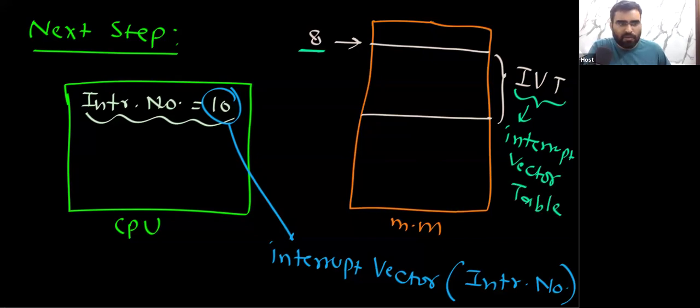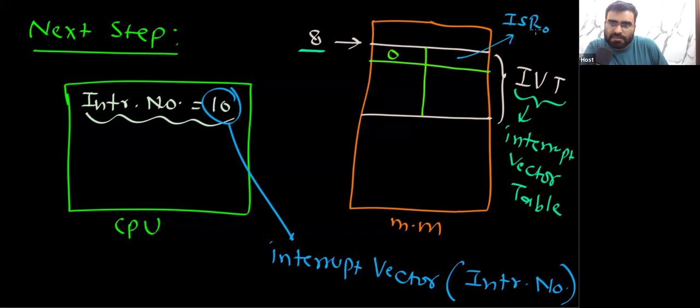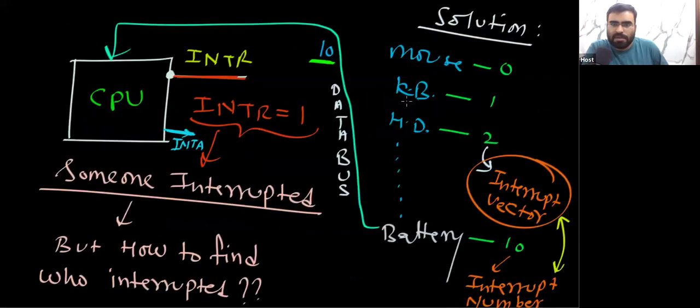In this interrupt vector table, what happens? For every interrupt, there are basically two things in this table. For every vector number, like vector number 0, here we will have the address of the ISR of this device, so here we will put the ISR 0 address. Similarly, for this device, which was the keyboard in our example, this number is given to the keyboard.